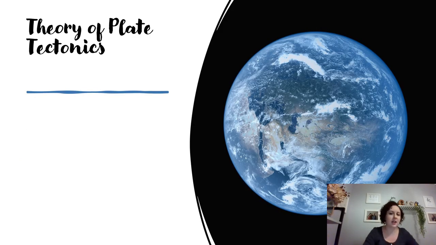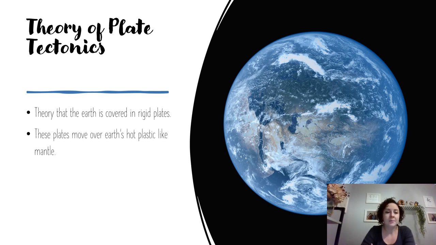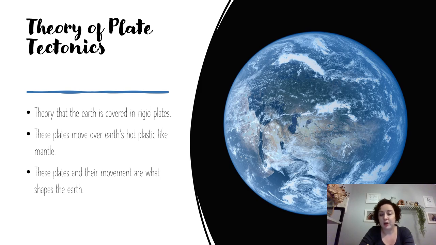So the theory of plate tectonics, let's talk about what it truly is. It's a theory that Earth is covered in all these rigid plates, 7 major and a bunch of minor. These plates move over the hot plastic-like mantle. Because of convection currents warming up and pushing away, warming up and pushing away, those plates on top have some flexibility in their movements. And then these plates and their movements are what shape our Earth. It's how we look the way that we look today, the amount of mountain ranges that we have, the different sizes of oceans and mid-ocean ridges and all that kind of fun stuff. So that's what the theory is simplistically.